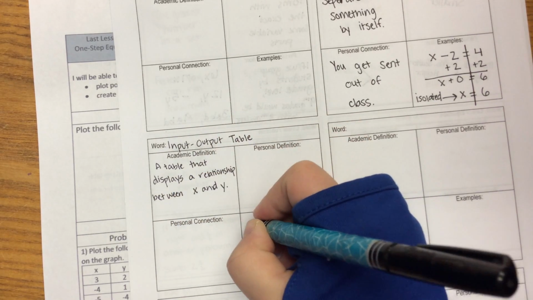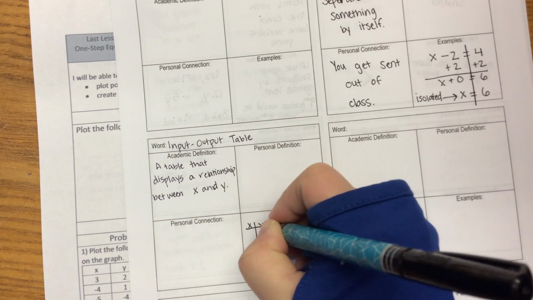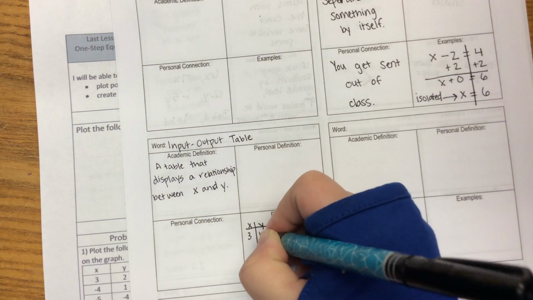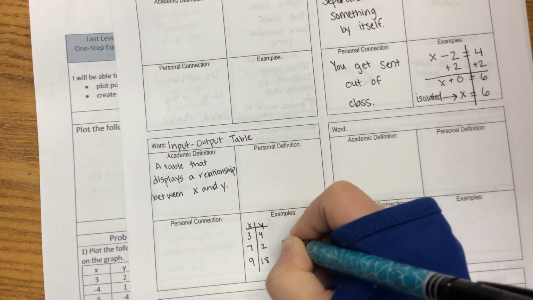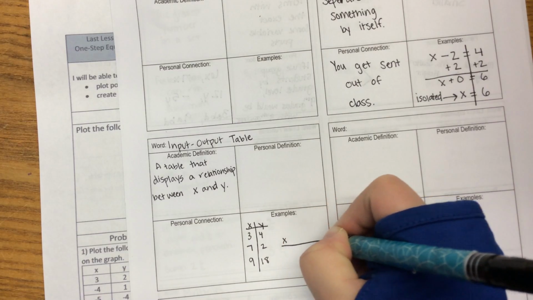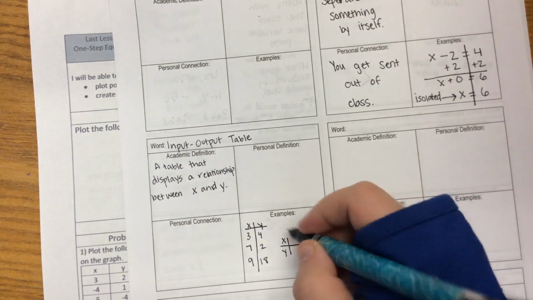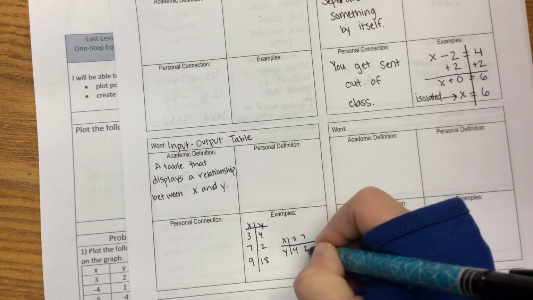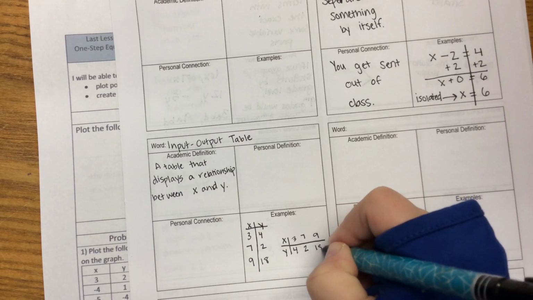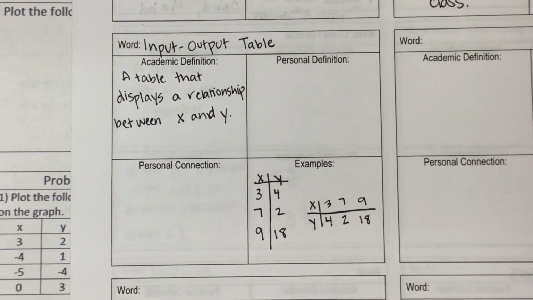Okay, so there's two ways we can do this. We can have X and Y vertically. So it could just look like 3, 4, 7, 2, 9, 18. Or you can have X and Y horizontally, where X is always on top, then Y is always on bottom. And we can have 3, 4, 7, 2, and then 9, 18. Okay, so those are all input-output tables. Could have zoomed in more, sorry.